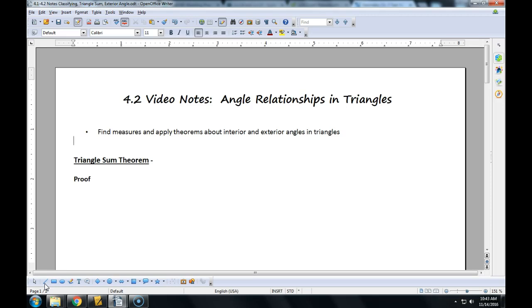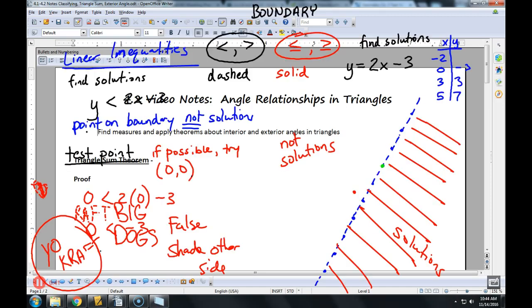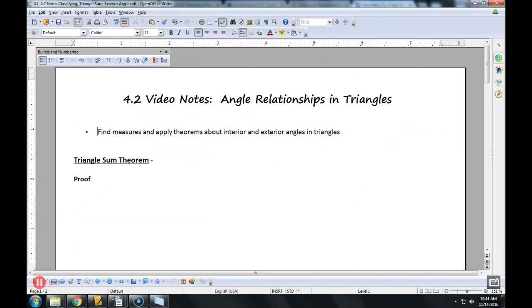I'm going to give you the theorems, and then we're going to actually prove why the theorem is true, just so we start getting a feel of the flow of the proof. So our objective today, at the end of this, we should be able to find measures and apply theorems about interior, inside, and exterior, outside, angles and triangles. So I'm just going to put that down there. This is inside, and this is outside for interior and exterior.